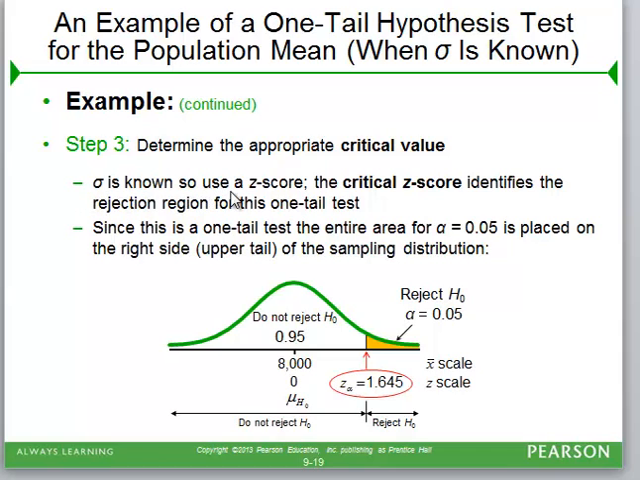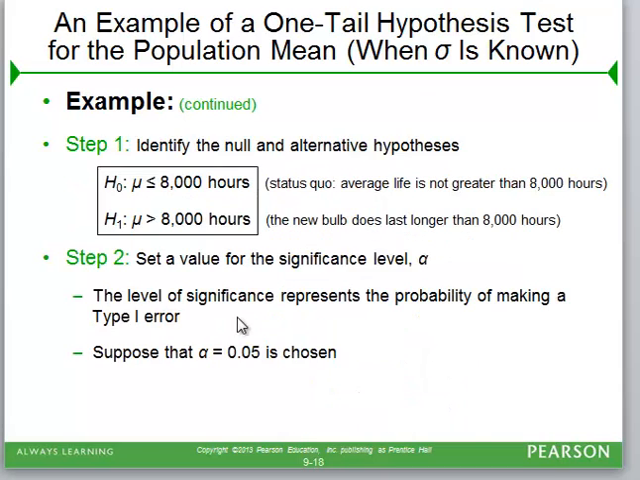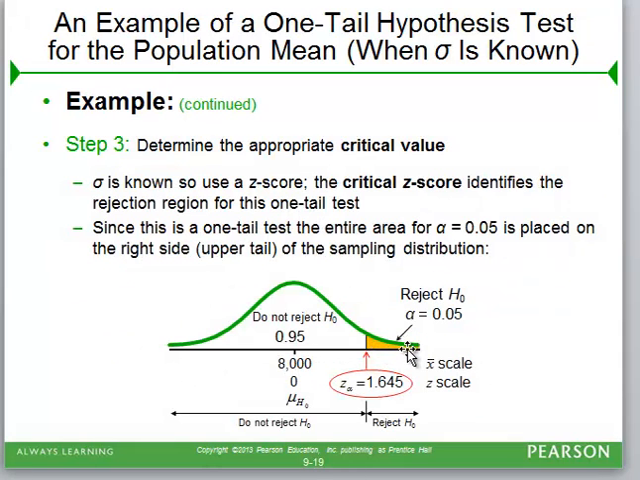The critical value is a critical z-score that identifies the rejection region for this one-tailed test. Since this is a one-tailed test, the entire area for alpha equal to 0.05 is placed on the right side, the upper tail, of the sampling distribution. Remember, in the null hypothesis the sign is less than or equal, and in the alternative hypothesis it is greater than. In the previous slides, we said it's the upper tail, the right tail. So this area is alpha.